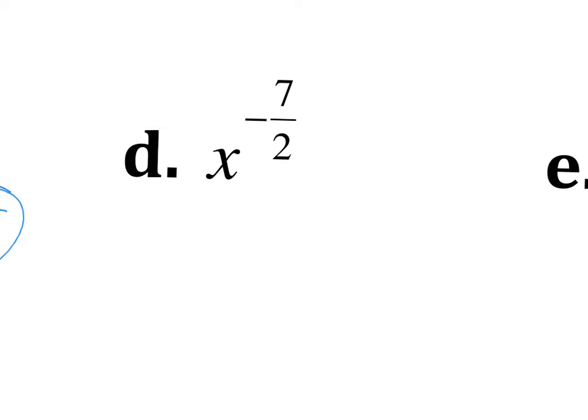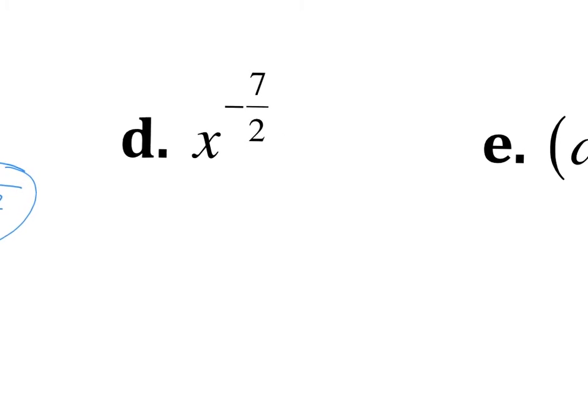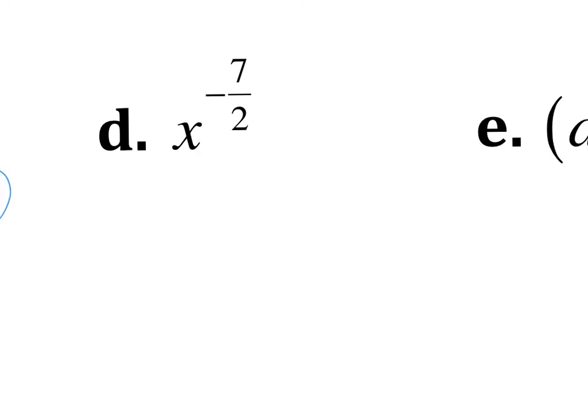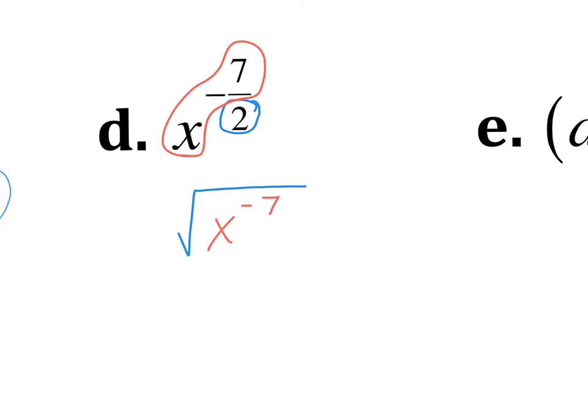All right, what about this ugly thing? Beware, for real ugly. What's nice about this is that it looks pretty cool, but these are the uglier ones. This is still my root, so I can still do square root. That means square root, and the rest of it goes in, x to the negative 7.